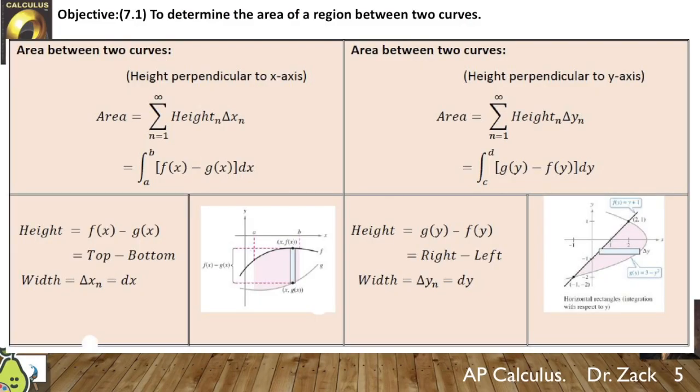Okay, so let's put it all together. If your height is perpendicular to the x-axis, your area is going to be the height multiplied by your delta x. If your height is perpendicular to the y-axis, your height has to be with respect to y. Now, I like to use right minus left when I'm thinking about the y values and top minus bottom when I'm thinking about x values. The width is that rectangle you've been drawing. The width of the rectangles will be delta x or delta y.